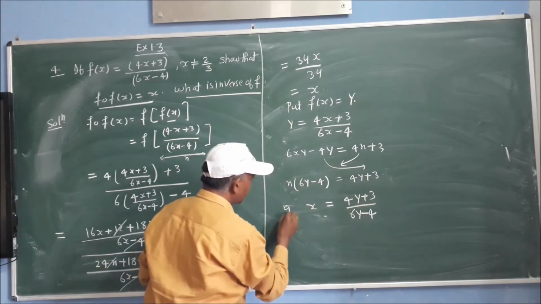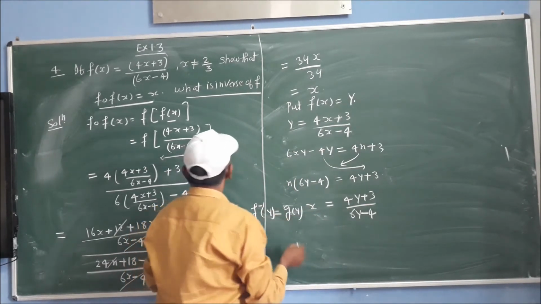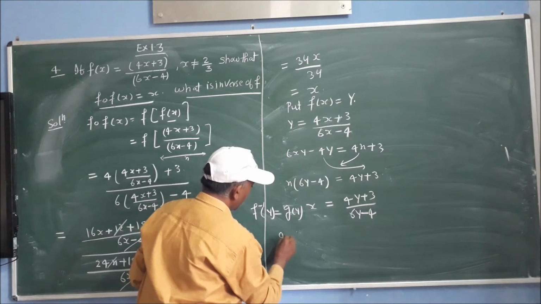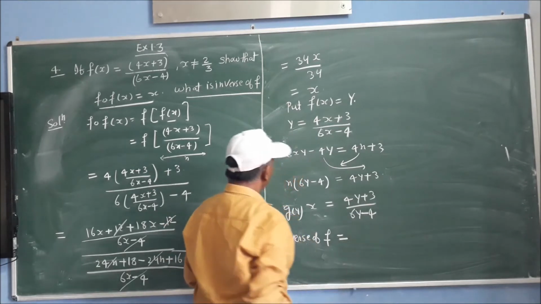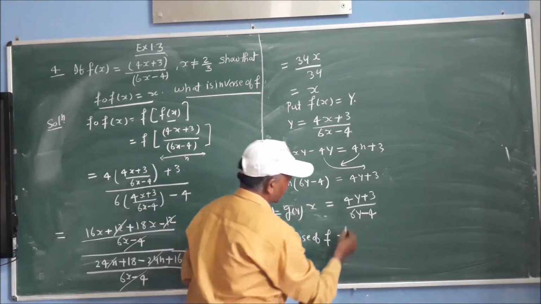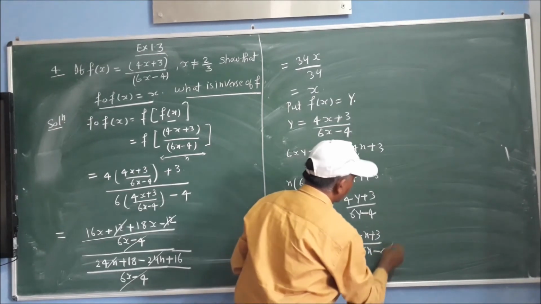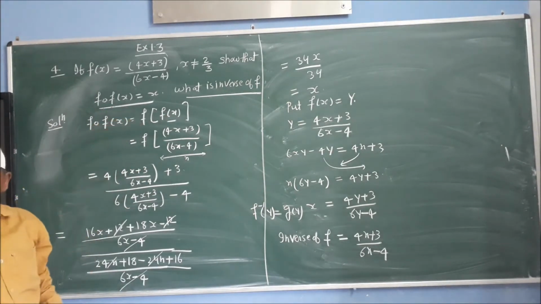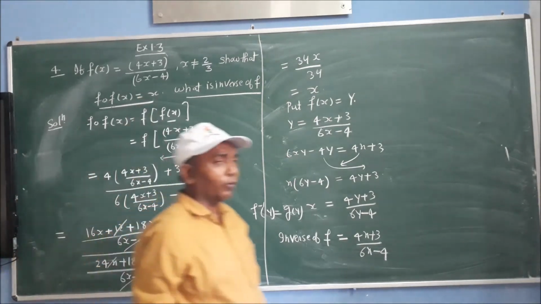This is called g(y), and this is also known as f inverse of y. That means we have to find the inverse of f. This is your inverse of f. So the inverse of f, if you want to write it in terms of x, will be equal to (4x plus 3) by (6x minus 4). So you have calculated the inverse of f and also shown that f(f(x)) is equal to x. So this is the solution of the problem. Similarly, we can try to solve many questions of exercise 1.3.